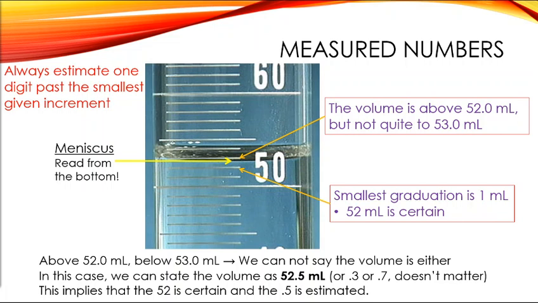But the main thing here is, even scientists who have been in the field for 50 years really don't care what that last digit is. It can be a 0.5, 0.3, 0.7.